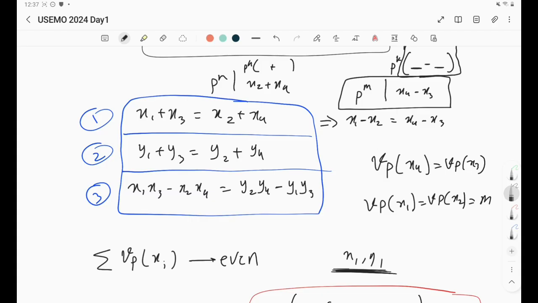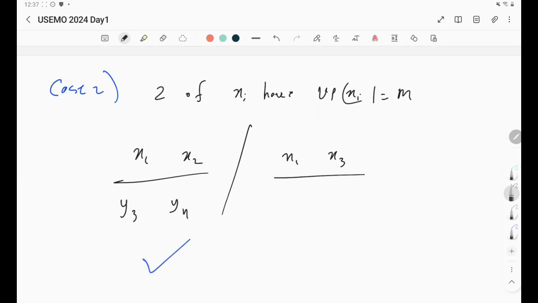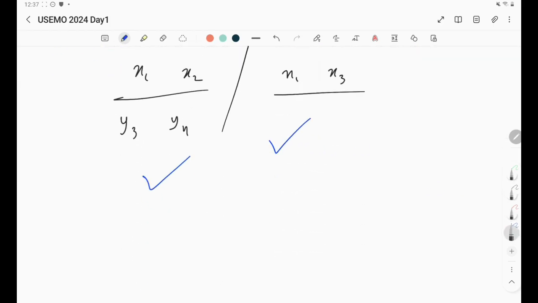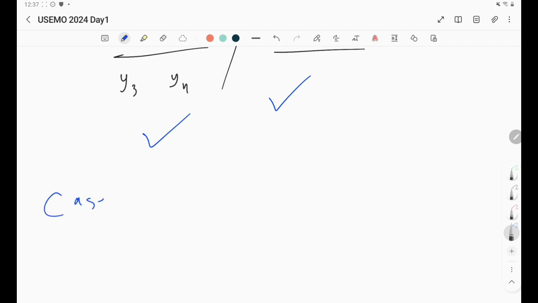Either they have the same VP or they don't. If they don't have the same, then k must be m, which is a contradiction, or that means they should be the same. But if they are the same, then yeah, we're done, it's already even. So that means case 2 is handled. Nice. Now we have case 3.